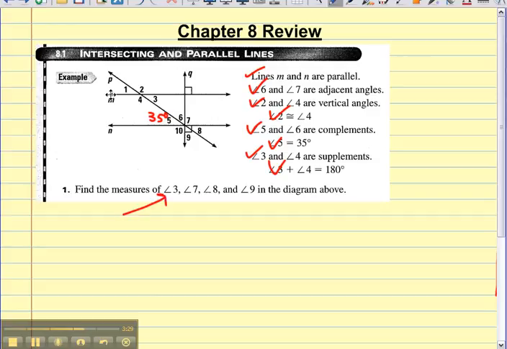Now, given all of that information, Lily K, I need you to tell me what angle 3 is. Helena, I need you to tell me what angle 7 is. Ian, I need you to tell me the measure of angle 8. And Annabelle, please tell me the measure of angle 9.